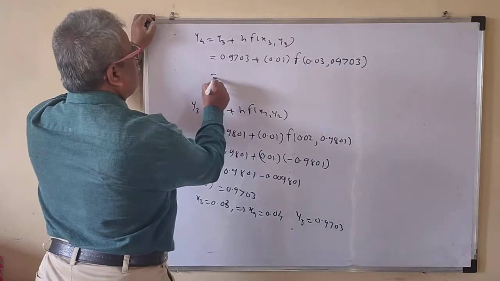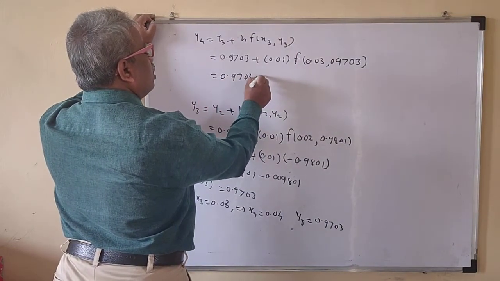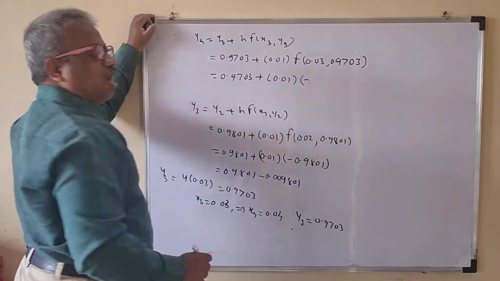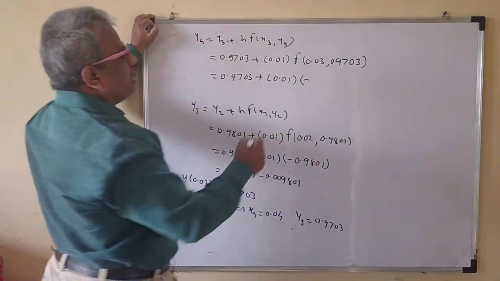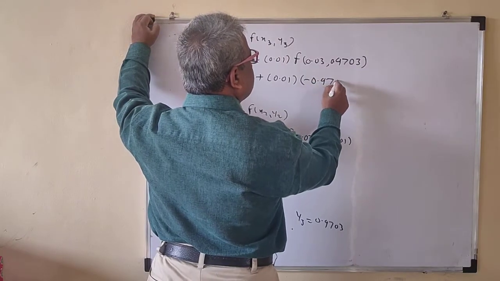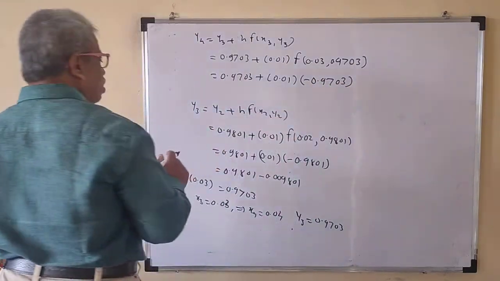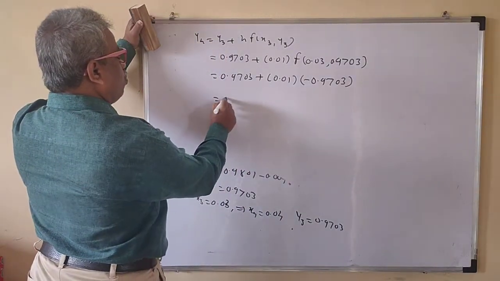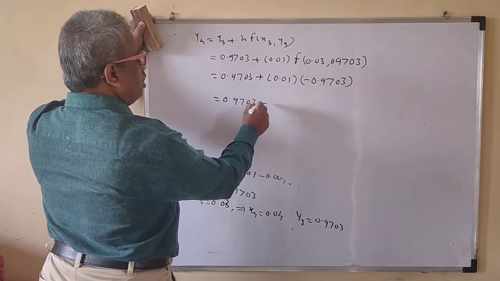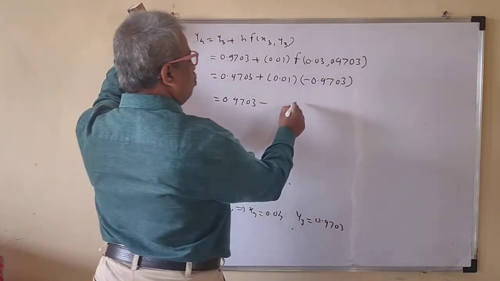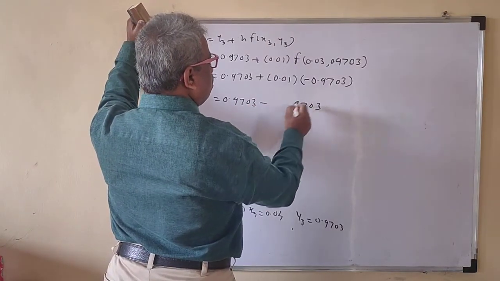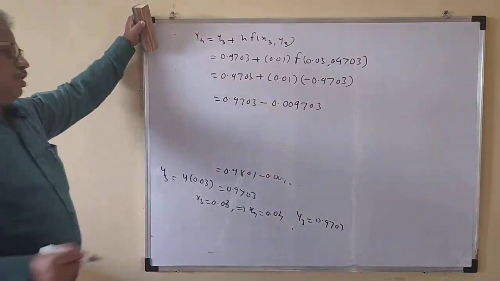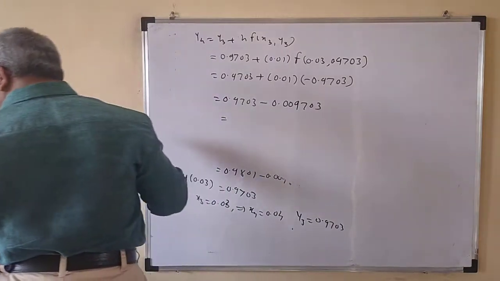Okay. So this is 0.9703 plus 0.01. This is minus 1. F of x, y is minus 1. That means minus 0.9703. Okay. So if you find this, so this will be 0.9703 minus, this will be the minus. So 9703. So 3 the 6 decimal you have to leave. Okay, 6 decimal.